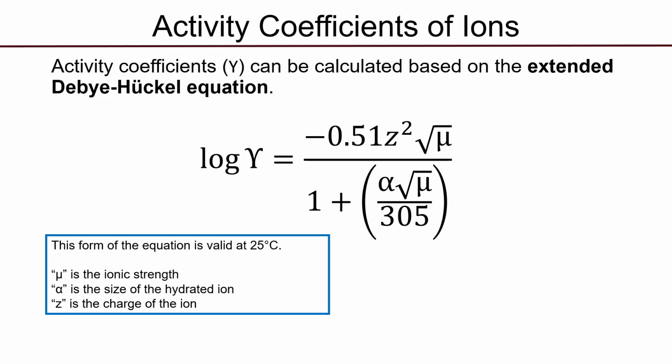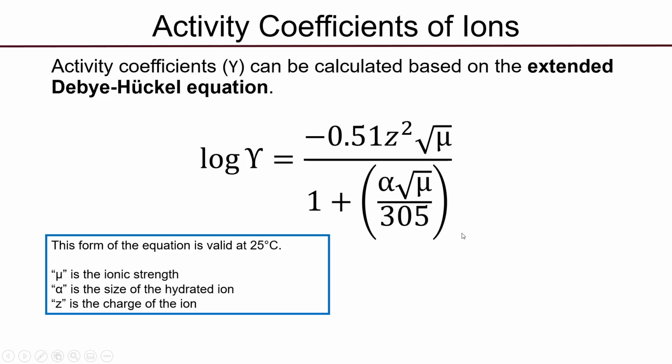So the Debye-Hückel equation says the log of the activity coefficient gamma is equal to negative 0.51 times the charge of the ion you're interested in squared, times the square root of the ionic strength of solution mu, divided by 1 plus an alpha term, where alpha is the size of the hydrated ion, which is a value that you can find in the tables in Harris, times the square root of the ionic strength of solution, divided by 305.